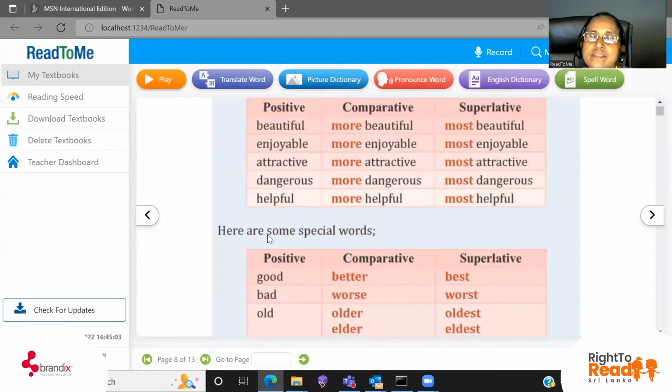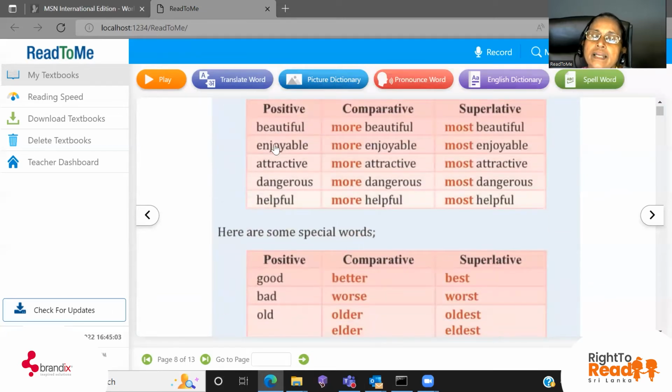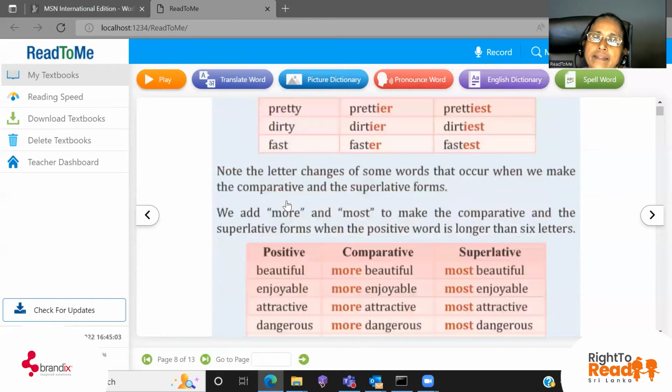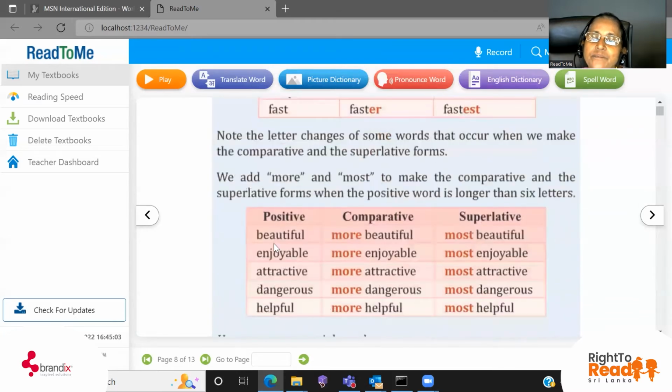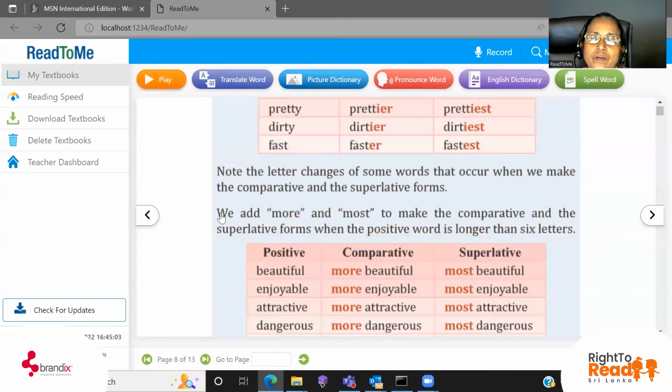Look at these words: beautiful, enjoyable, attractive, dangerous, helpful. Are these words also like these words? Happy, easy, pretty are very short words. One syllable is there. We don't find more syllables like beautiful. Now we'll see what we'll do for these words.